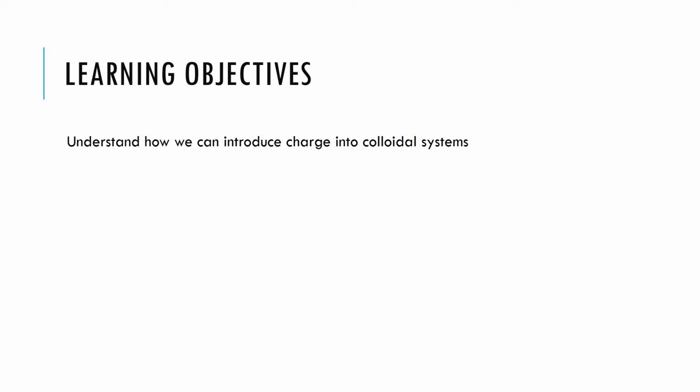Now, what I want to do today is consider charge in these systems. We've looked at diffusion, and we've looked at how we can think about a particle moving through solution. But charge plays a very important role in these systems and can be used to modify the chemistry of a colloidal system in order to prolong that period of stability.